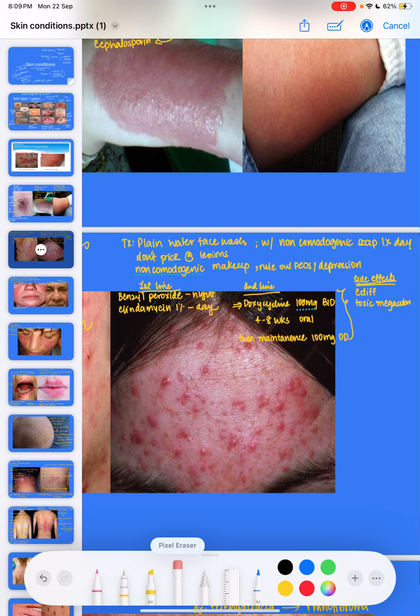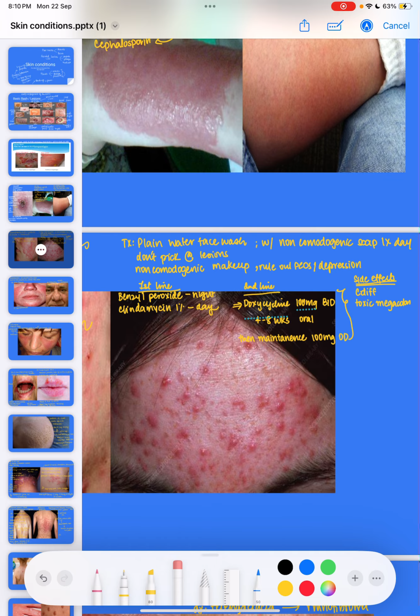comedogenic soap once daily. Do not pick at your lesions, because if you pick at them, it's going to cause further acne and scarring. We're also going to tell them not to use comedogenic makeup, and we have to rule out depression and PCOS, especially in women. First line, we're going to advise benzoyl peroxide, which we give at night, and for the daytime we give clindamycin, which is 1%. If that doesn't work, the second line is doxycycline, 100 mg BD, for 4 to 8 weeks, of course oral, and then the maintenance dose is 100 mg OD.